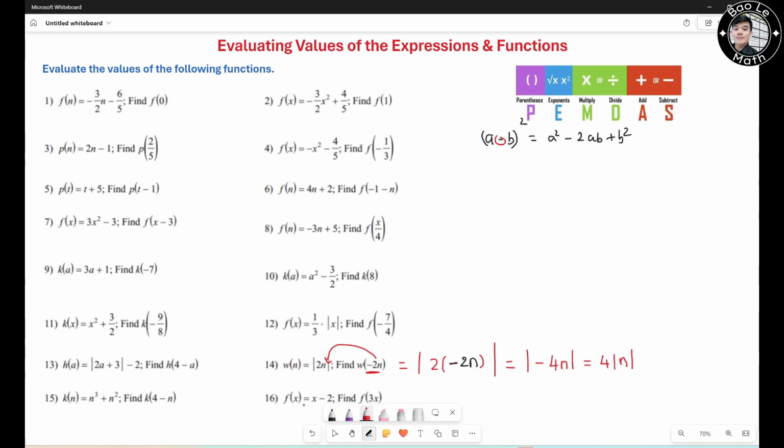Now question 16. We need to substitute 3s for s right here. So it's going to be 3s minus 2 like that.